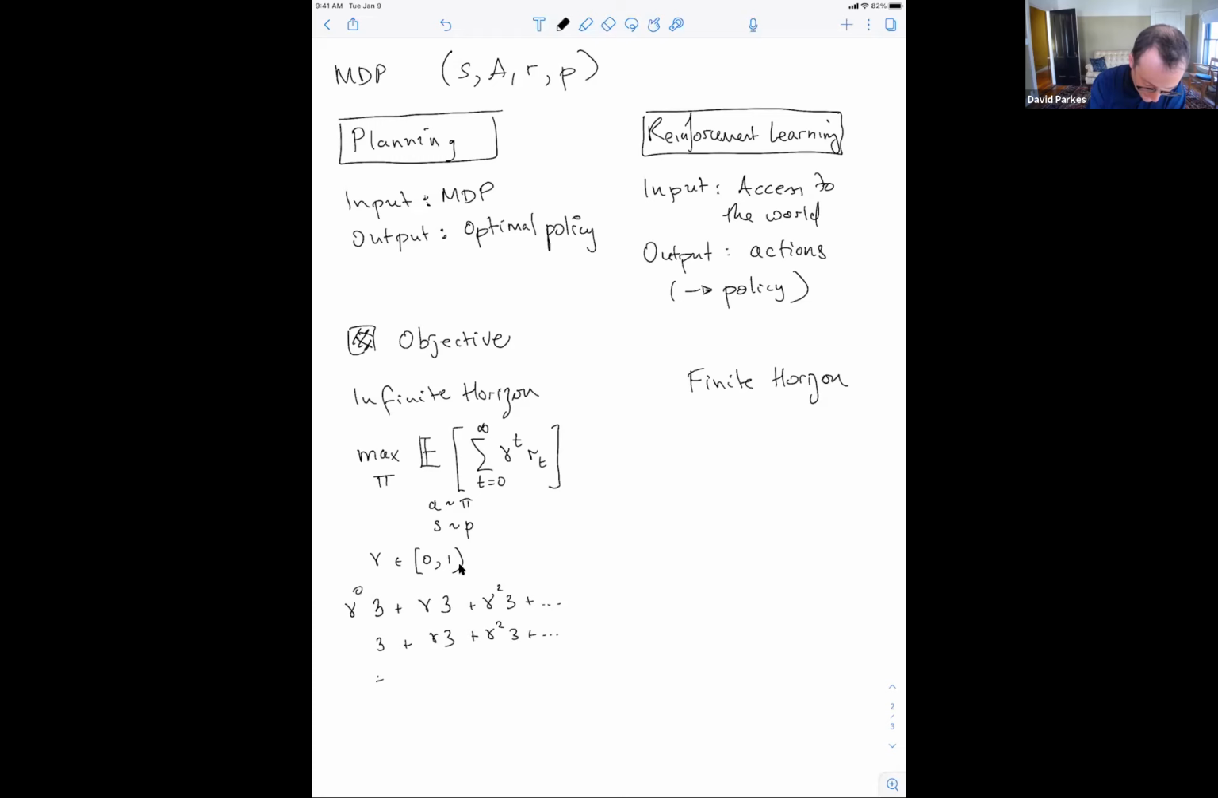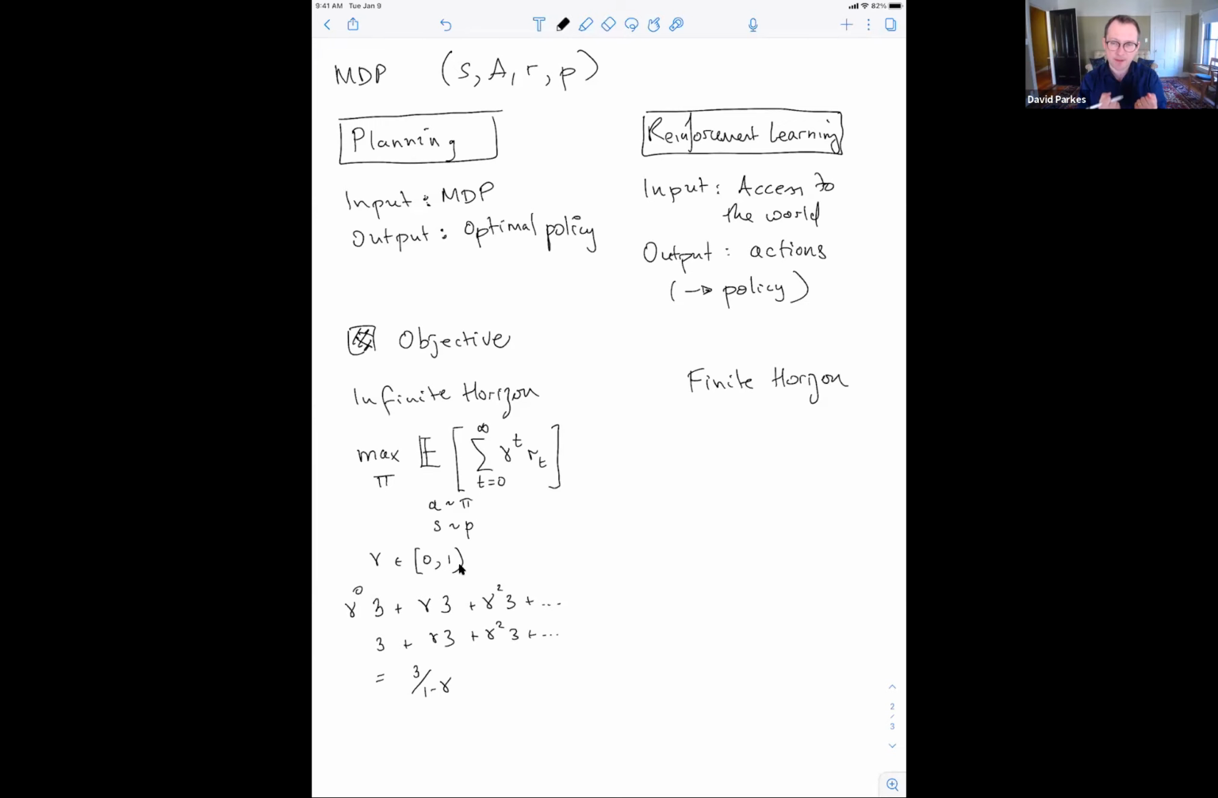And this infinite sum, hopefully if you remember your series from some math class you've taken, if I give you 3 plus gamma times 3 plus gamma squared times 3 plus gamma to the 3 times 3 all the way up to infinity, as long as gamma is in [0, 1), that's equal to 3 over 1 minus gamma.